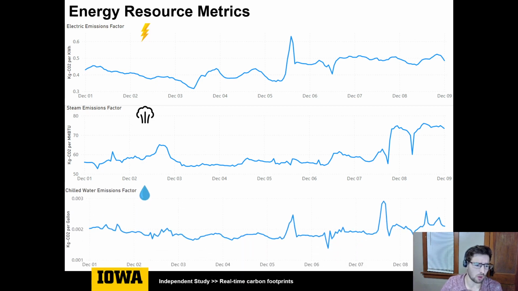And then chilled water. Chilled water is kilograms of CO2 per gallon of chilled water. So obviously a very small unit of energy. So our metric is much smaller here. So 0.002 kilograms of CO2 per gallon of chilled water is where we're hovering around. And these metrics change both by the minute or by the hour over the course of a day, but also throughout the course of a year.